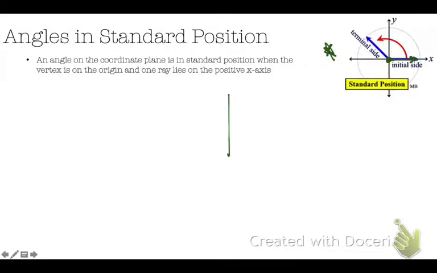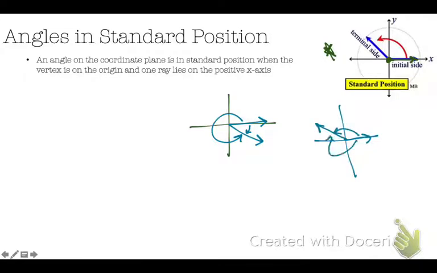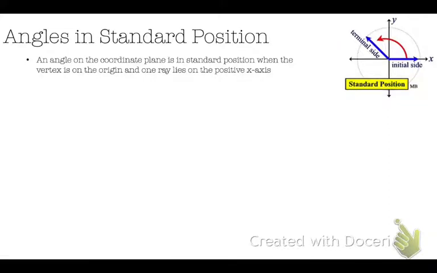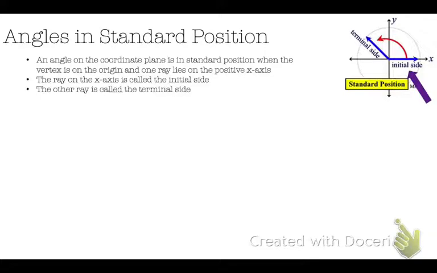So you could have something like this. That could be one, and we could go like this. You could also go this way and have a negative angle. We could even go around a bunch of times, which we'll get to in a second. So that is an angle in standard position. The ray on the x-axis is called the initial side, which is that one. And then the other ray is called the terminal side, which is that one.